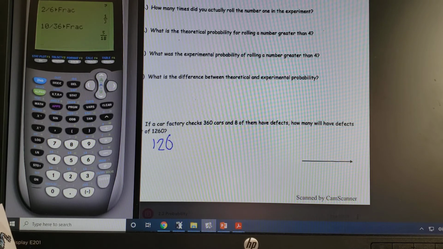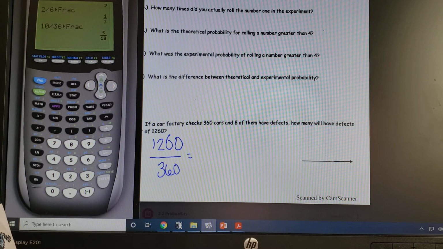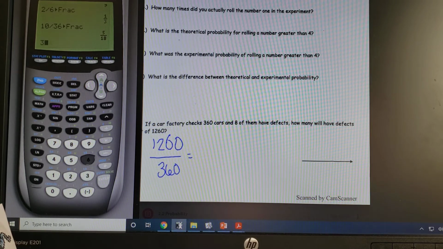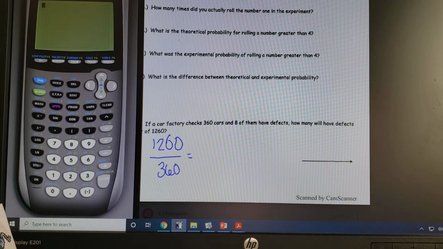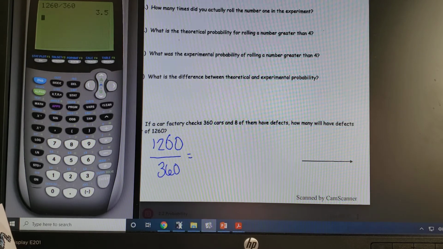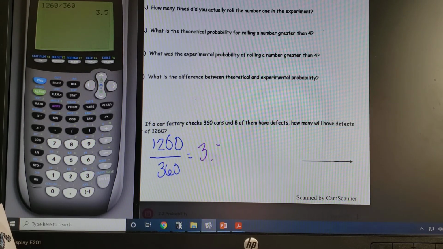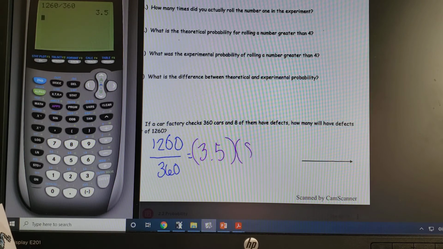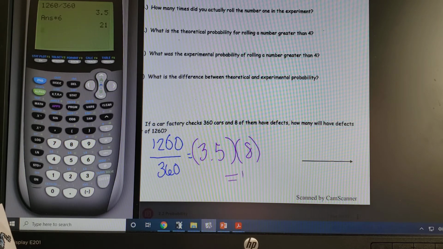We divided 1,260 by 360, because we want to know how many times that pattern repeats. And that will occur 3.5 times. So then you take 3.5 and you multiply it by the 8 cars that occur every 360. And that means that 21 will have defects out of the 1,260.